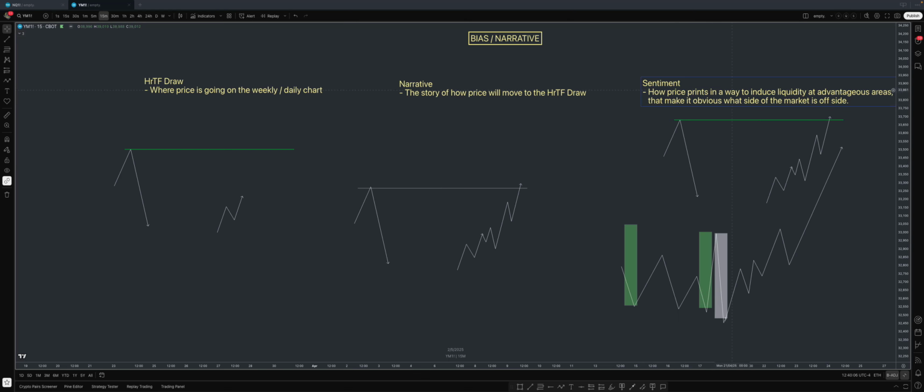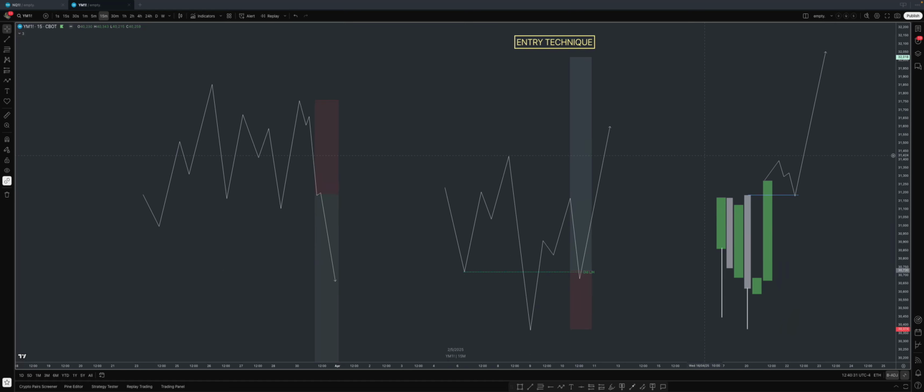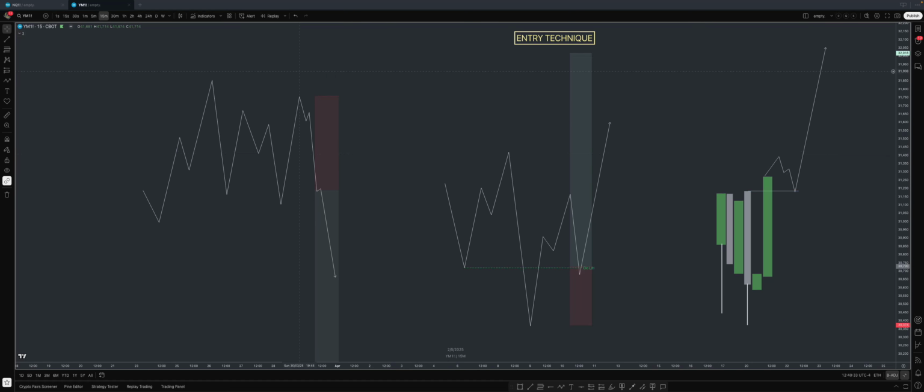Then the sentiment, and that's basically what is the general sentiment about the market and how does that fit in a way that's advantageous for inducing liquidity at advantageous areas, and also make it obvious what side of the market is offside. So that's also key, is make it obvious what side of the market is offside. Finally, from there we go into the entry technique, and that's just whatever thing I can use on the lower time frame that allows me to frame risk.